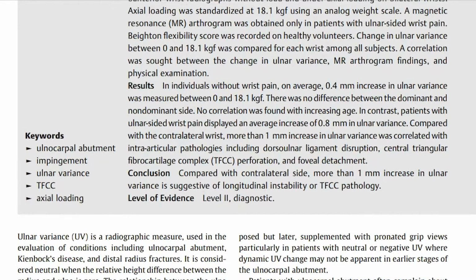All right. What it says here after they did this study is that compared with the other side, more than a 1 millimeter increase in ulnar variance is suggestive of a TFCC pathology.